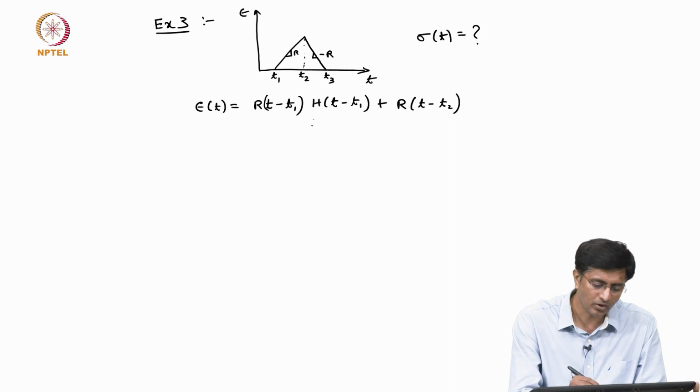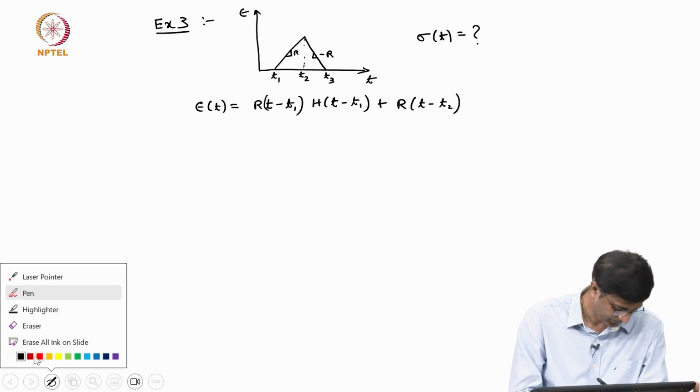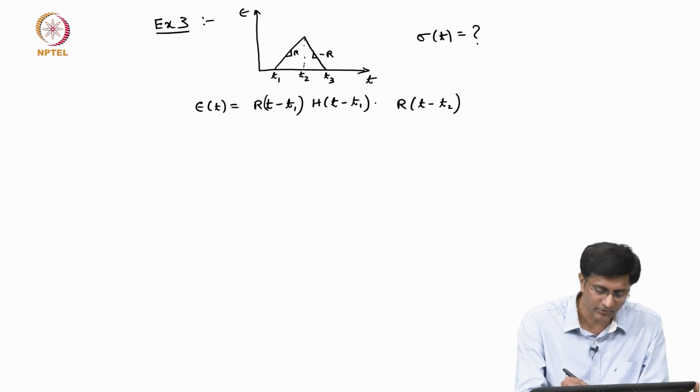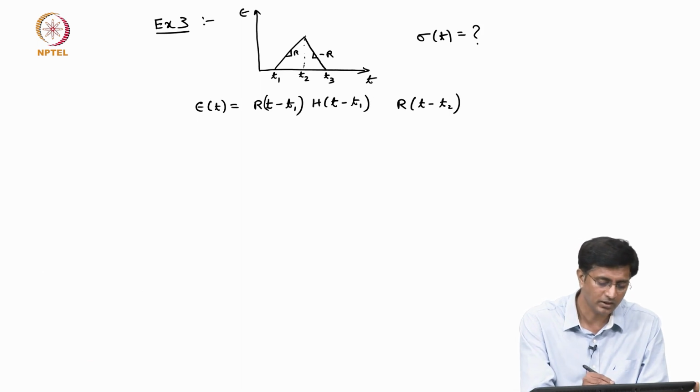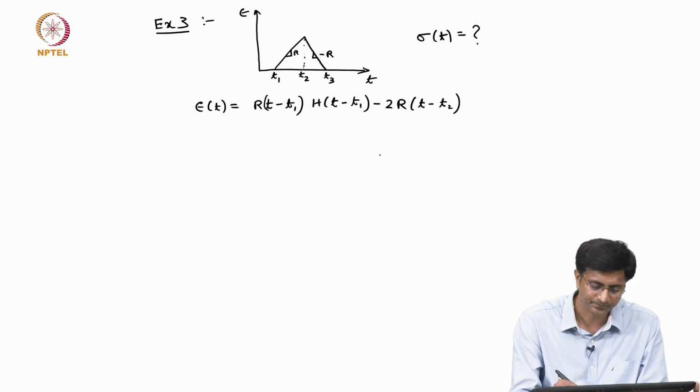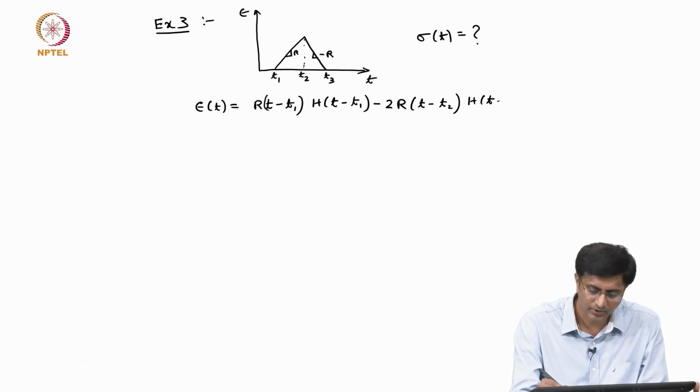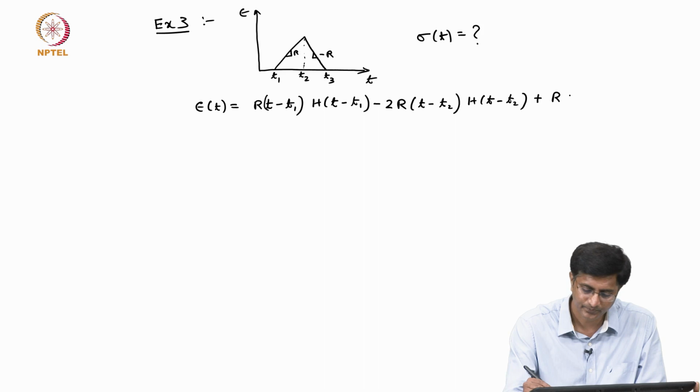Since now the slope is coming down, it has to be minus 2r. Because if it is simply minus r, then that will remain as a constant, but since it has to come down, it has to be minus 2r, times h of (t minus t2). Plus again at the end, after t3 it has to remain constant. So, again it should be r times (t minus t3) times h of (t minus t3).